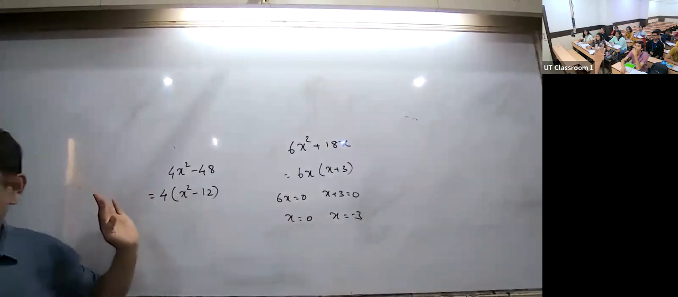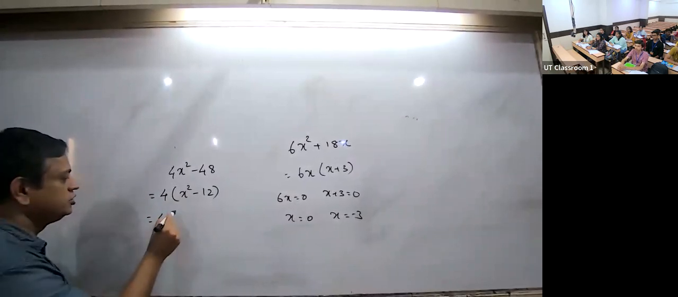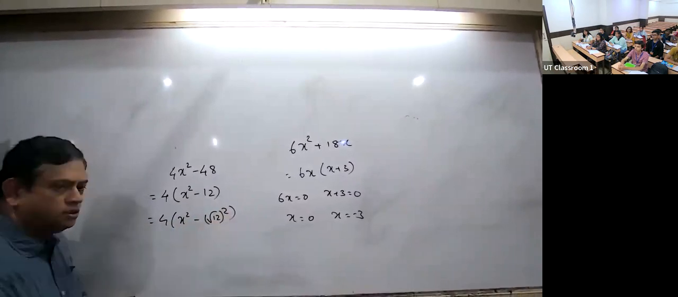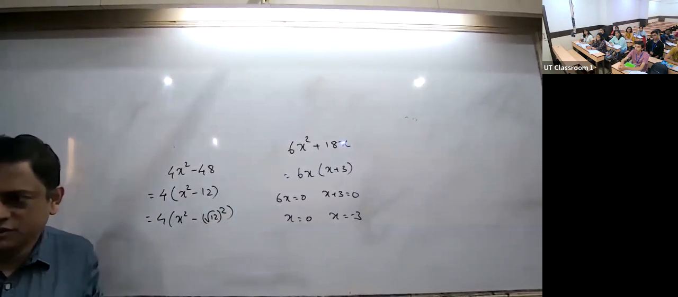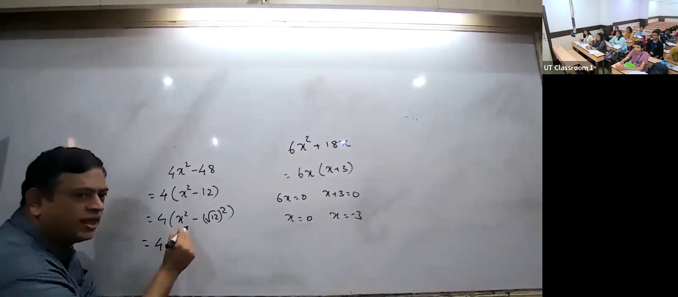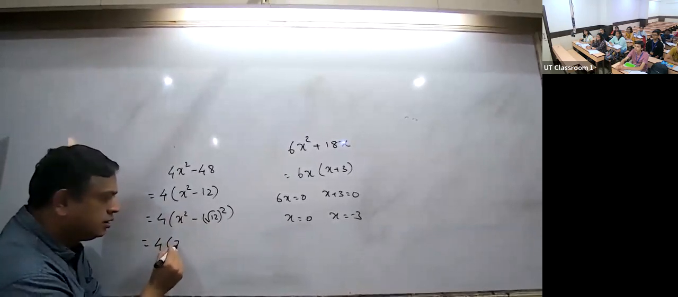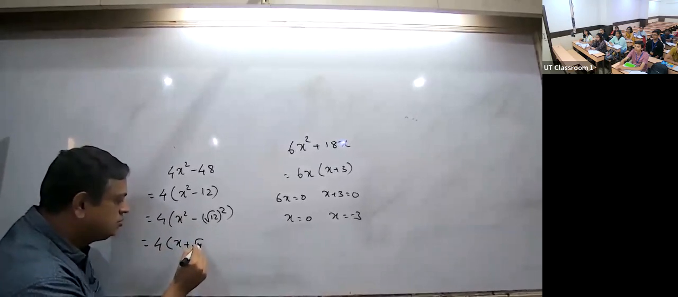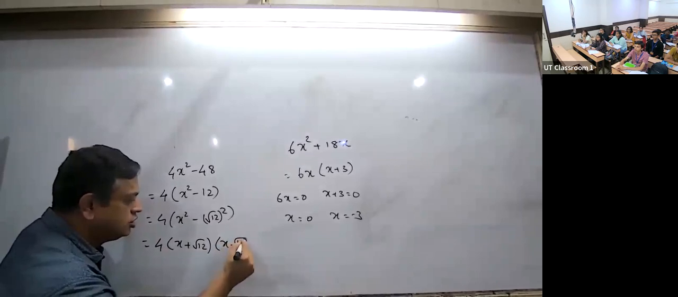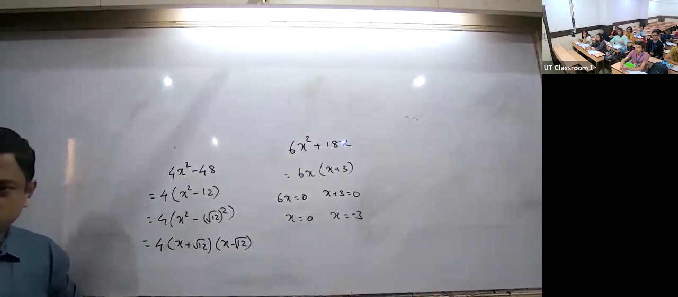Look here, is 12 a perfect square? No. So why don't you write 4 into x square minus root 12 whole square? Can you write it this way? Simple, no? Therefore, what identity is this? a square minus b square. What is a square minus b square? a plus b times a minus b. Your factorization is done or not?